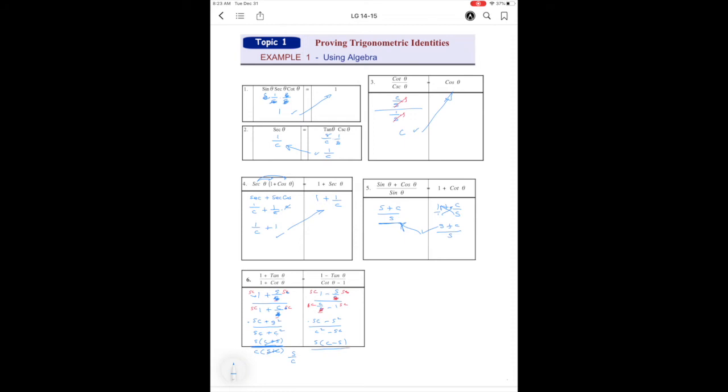So let's factor the top. So we have an S, so it's C minus S, and on the bottom we have a C, and we have a C minus S, and then cancel and cancel, so I have an S and a C, and they equal.